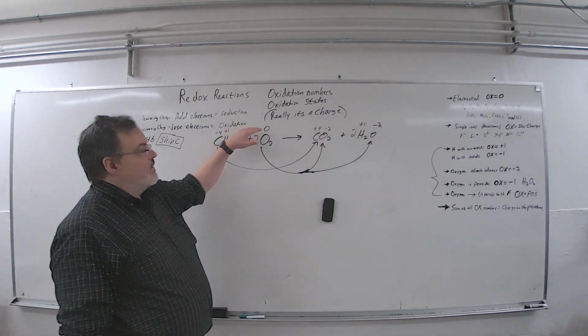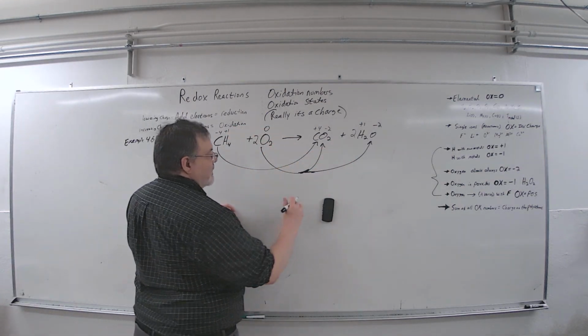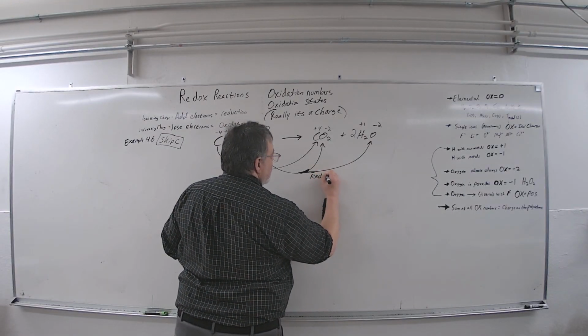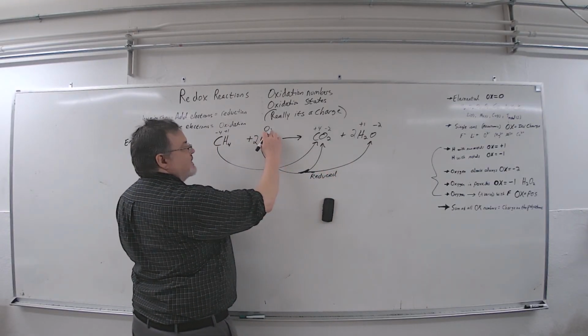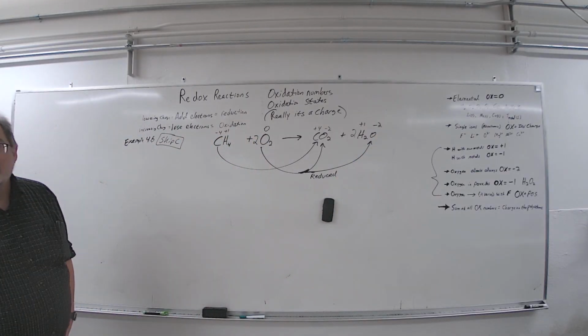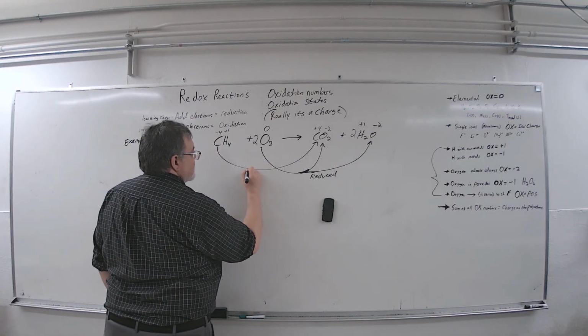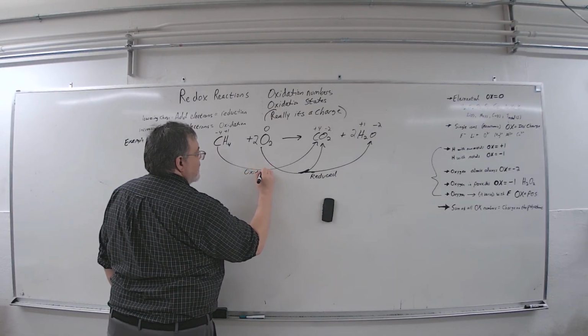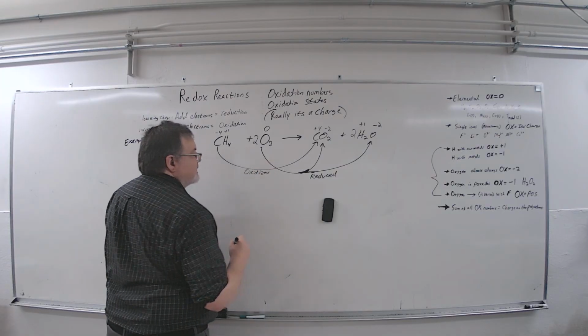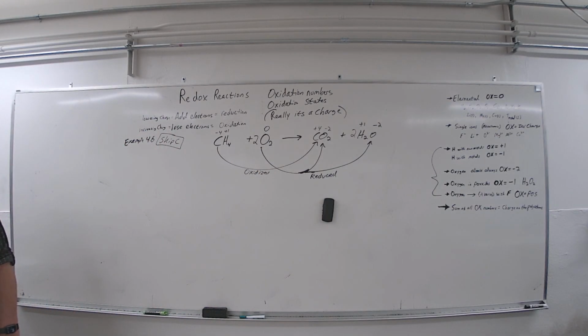Oxygen goes from 0 down to -2. So the oxygen is being reduced. You see it? 0 down to -2. That's a reduction. And therefore, carbon is the one that's being oxidized. You see it now? And that's true in all combustion reactions.